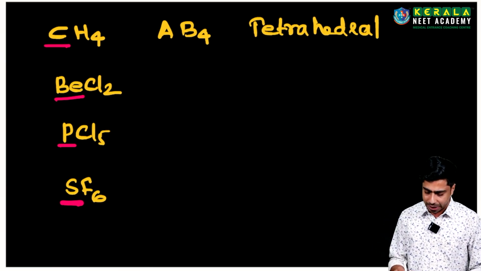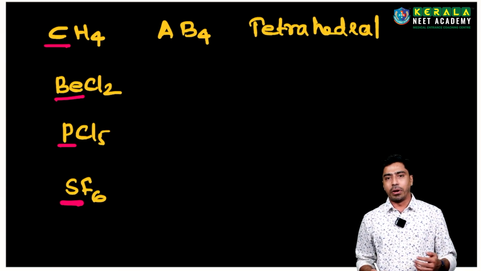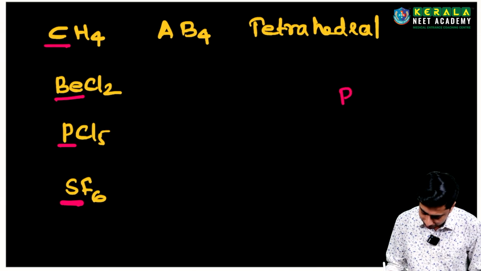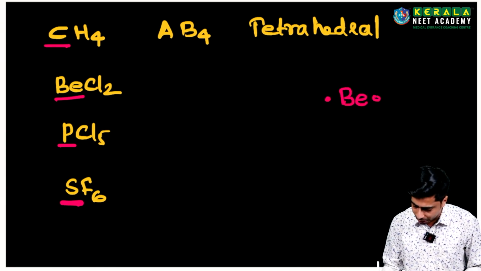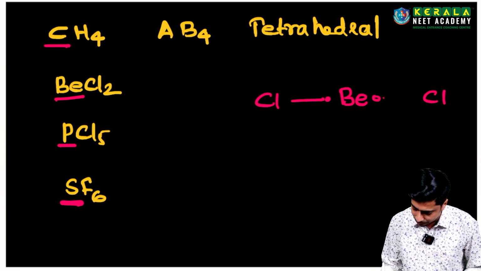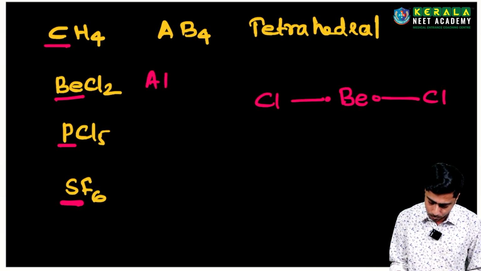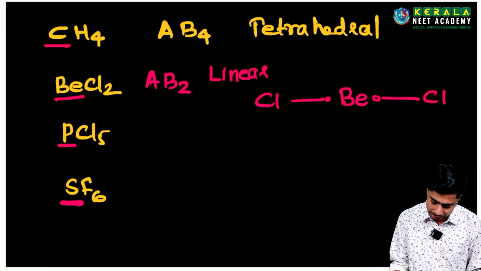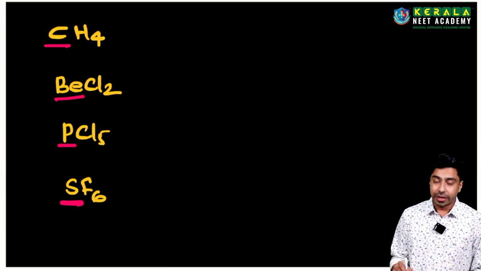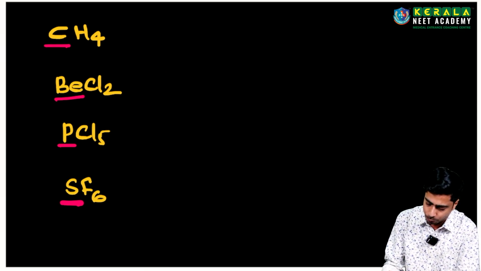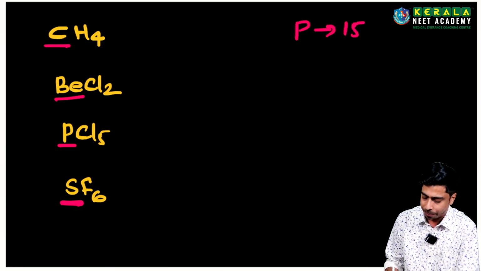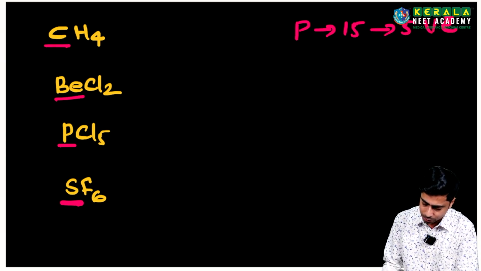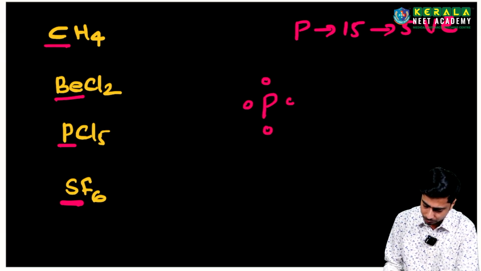Now BeCl2, beryllium chloride. Beryllium belongs to group 2, so it will have 2 valence electrons. Chlorine is a halogen and will make a single bond. So it will be AB2 type without lone pair, which means the shape will be linear. PCl5: in the case of PCl5, phosphorus comes from group 15, so it has 5 valence electrons. Phosphorus: 1, 2, 3, 4, and 5.